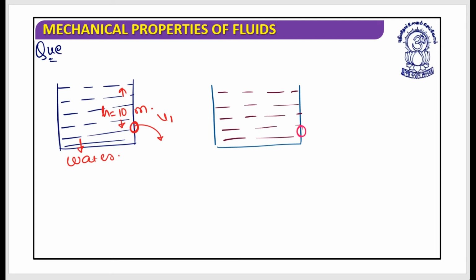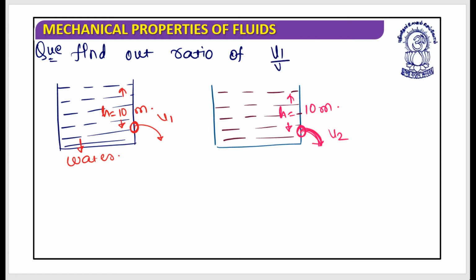We have made a hole over here, and this is again at a height of 10 meters. Honey is coming out from this, and this is v2, let's say. So the question asks me to find out the ratio of v1 is to v2.